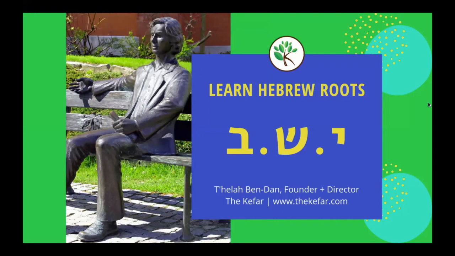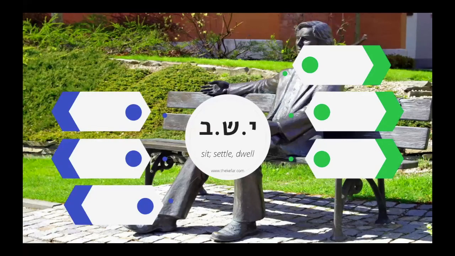This is lesson 16 in the Learn Hebrew Root series. The full playlist is in the video description, along with a link to a Quizlet that you can use to help you review. So in this lesson, our shoresh is י.ש.ב, and words with this shoresh have to do with sitting, settling, or dwelling. So as always, let's look at some examples.